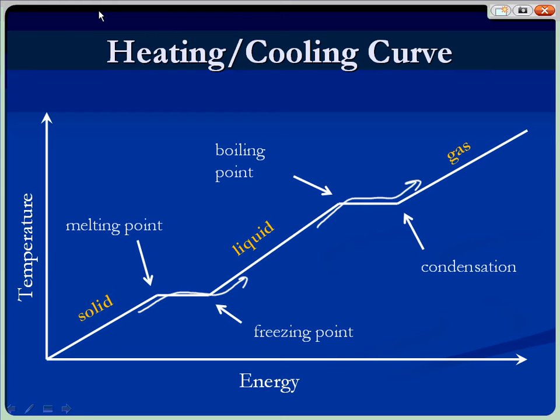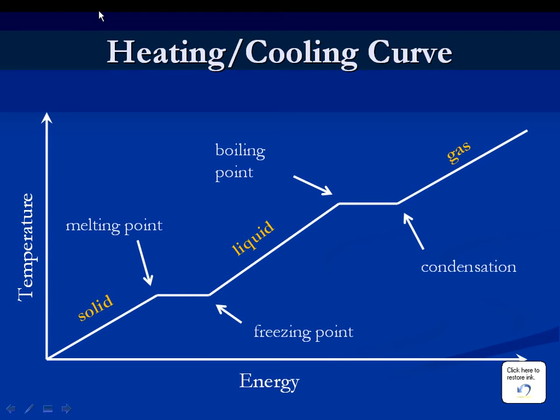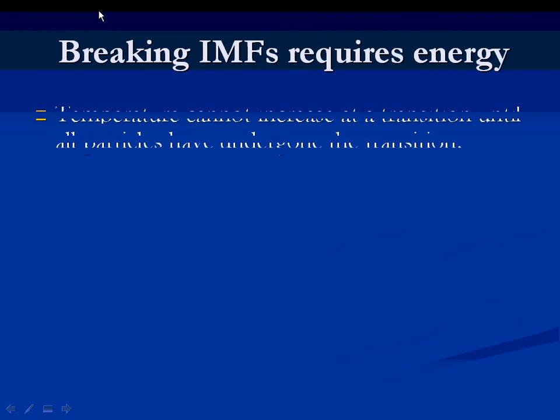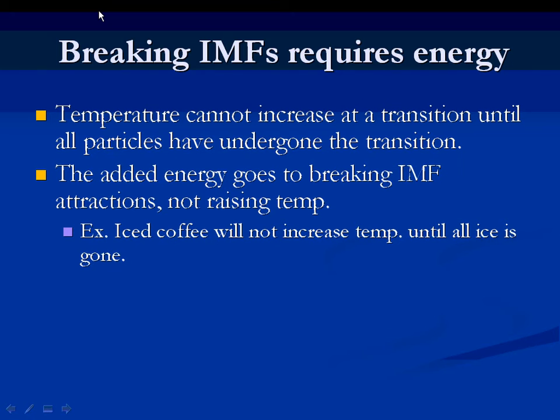All right, so the length of those lines has to do with the intermolecular forces, because during that time, the energy is doing something. It's breaking the intermolecular forces. It's not increasing the temperature. It's not making the particles go faster. So breaking those intermolecular forces requires energy. The temperature can't increase until all the particles have undergone the transition, and pretty much when you're increasing the energy, you're breaking the attractions, and when you're decreasing the energy, you're letting them attract back together.